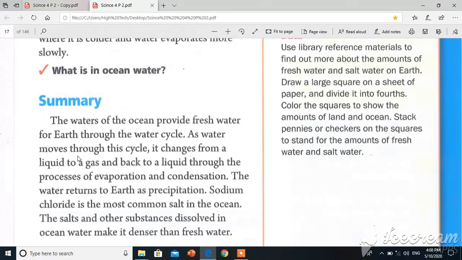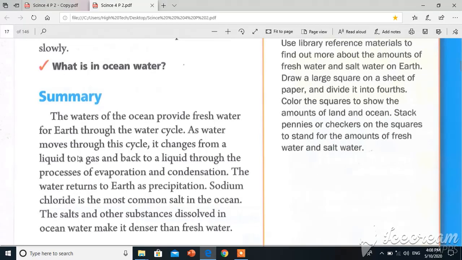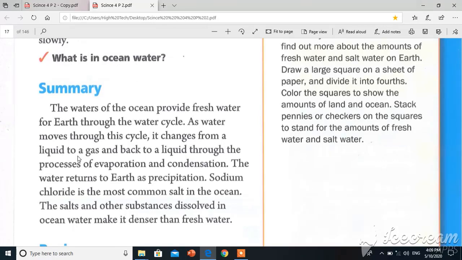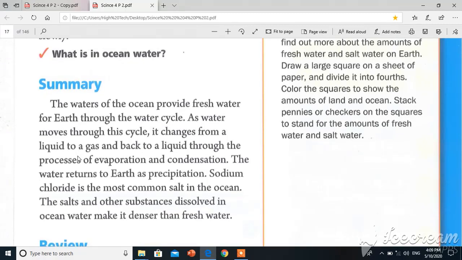Summary: the waters of the ocean provide fresh water for Earth through the water cycle. As water moves through this cycle, it changes from a liquid to a gas and back to a liquid through the processes of evaporation and condensation. The water returns to Earth as precipitation. Sodium chloride, table salt, is the most common salt in the ocean. The salt and other substances dissolved in ocean water make it denser than fresh water.